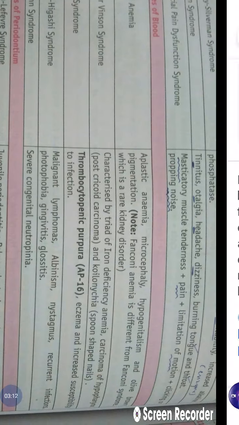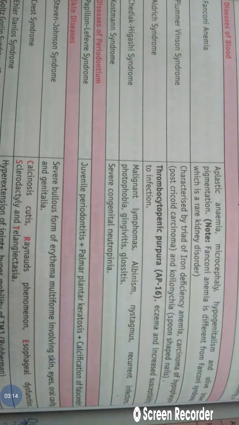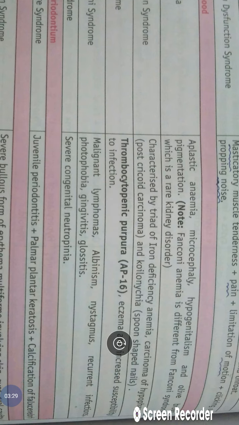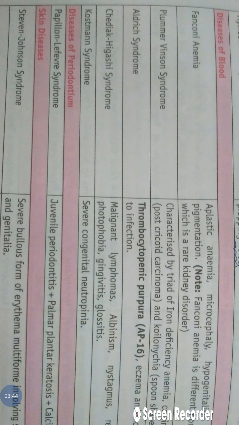After this aplastic anemia and microcephaly, we have hypogenitalism. Do you know what hypogenitalism is? Hypo means less and genital means genital organs, so obviously genital organs are poorly developed, as well as there is olive brown pigmentation. You can also see some pigmentation on the skin. So when all these features come together, aplastic anemia, microcephaly, poor genital development, as well as olive brown pigmentation, it is Fanconi anemia.